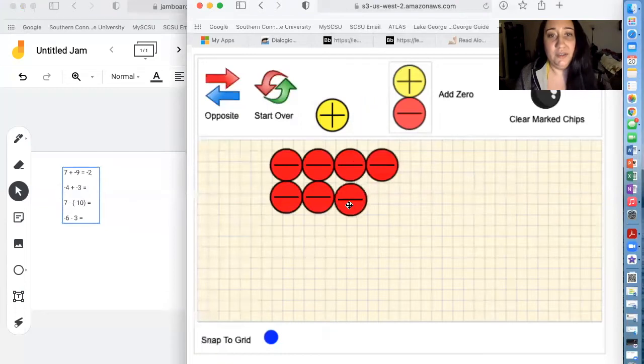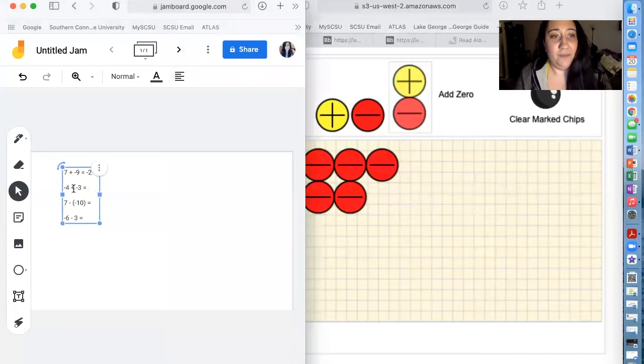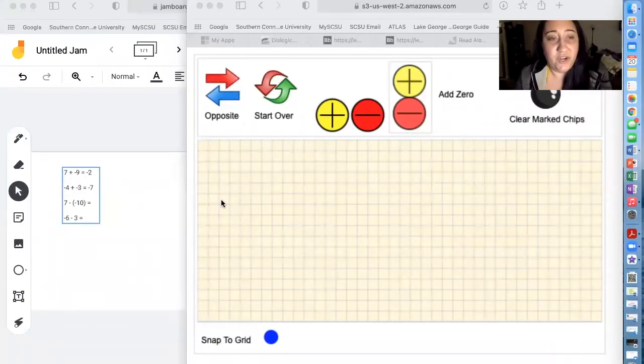2, 3. So you can see we all are negative chips. We don't have any 0 pairs with a positive and a negative, so we can't take anything away. So instead, we're going to count up the total negative chips we have because we're adding. We have 1, 2, 3, 4, 5, 6, 7. So -4 plus -3, sorry, is -7. So let's move on to our next problem.